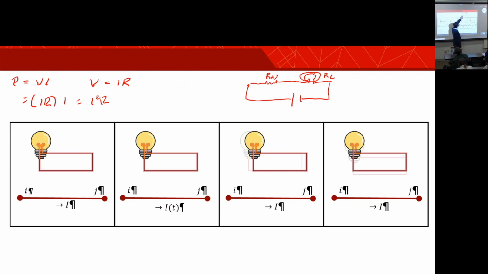So if this is the resistance of the wire, and this is essentially the resistance of the load, I want the same amount of power to come out of this load. Let's say that this is a light bulb, and the amount of power that the light bulb consumes is a function of its resistance and the current flowing through it, I squared R. This is the thing that we want to consume energy. This is the thing that we don't want to consume energy.